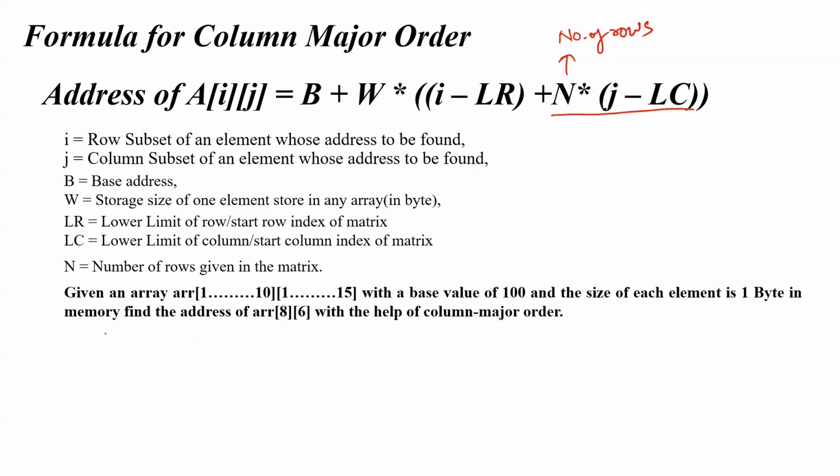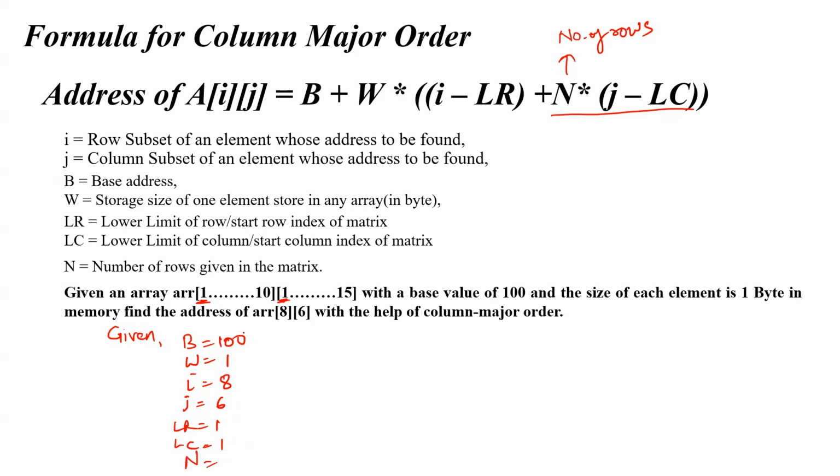Okay, so let's write all the information which is given to us: B value which is 100, W value which is given as 1 byte, I value for which we want to find the answer is 8, J value is 6. LR value is given as 1 now. You can see here the lower limit of the row and lower limit of the column is given as 1 and 1.